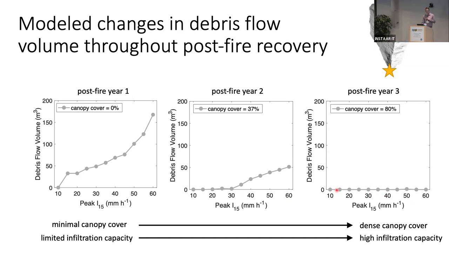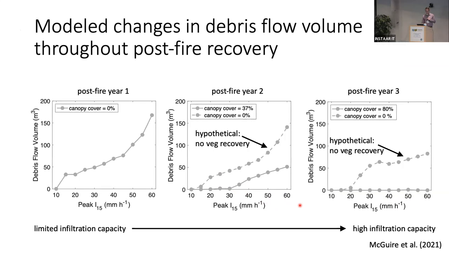So there's substantial recovery, and we're actually able to put some numbers on it that seem reasonable too, based on our observations. So you might ask, how much of these changes are due to recovery of the soil versus recovery of the vegetation? Well, another benefit of these types of models is that we can play that game through, and we can explore a hypothetical scenario where we have an extreme case of no vegetation recovery over the first 3 years, but we allow the soil to recover as we actually observed in the field.